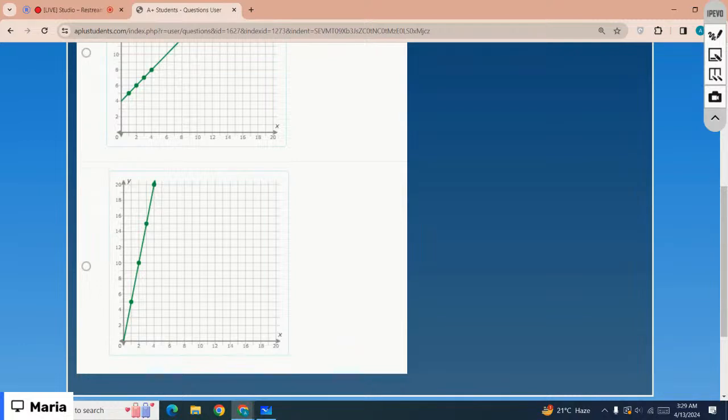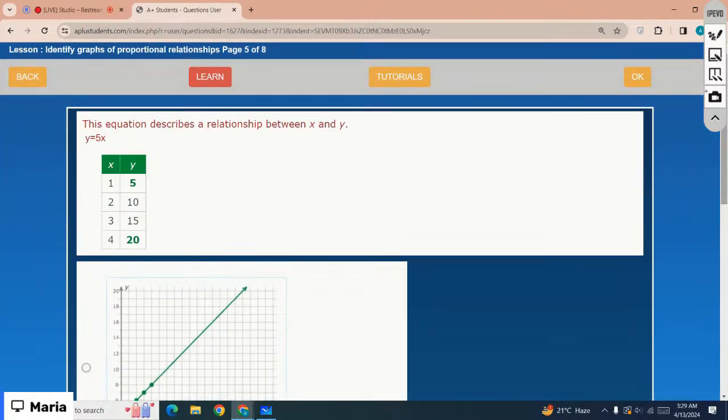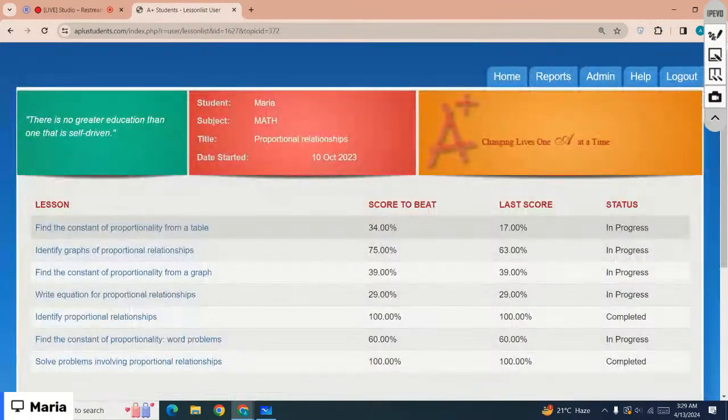Okay, you can complete the lesson by yourself later today. Let me just move on to the next lesson, and the next lesson is find the constant of proportionality from a graph.